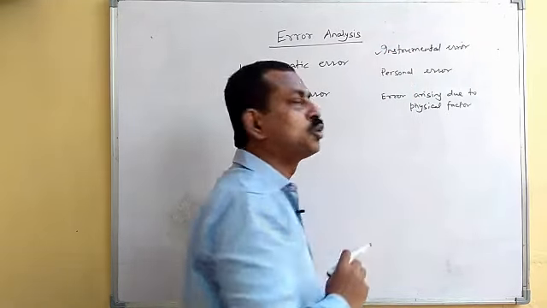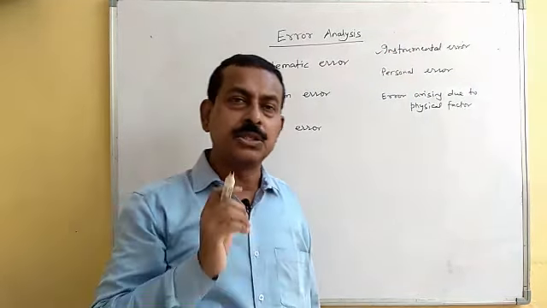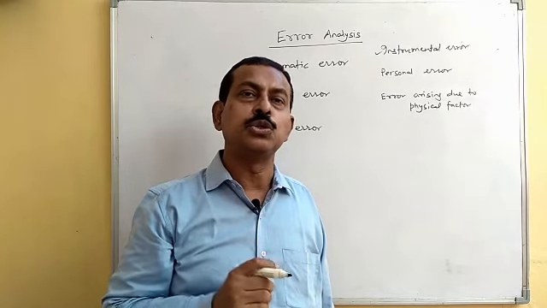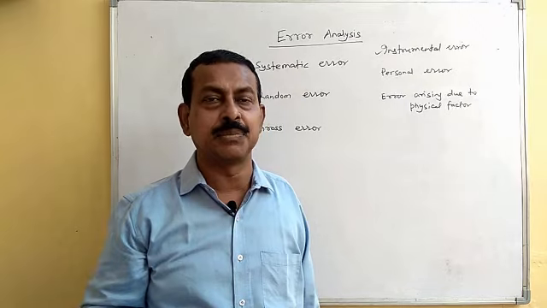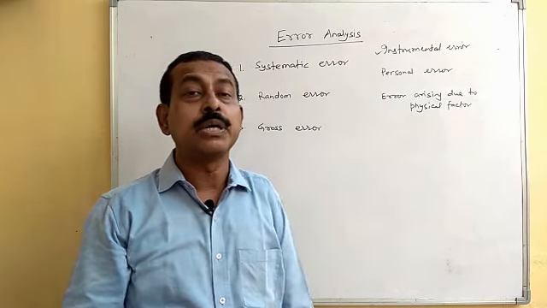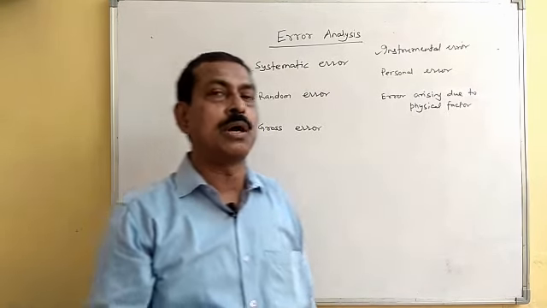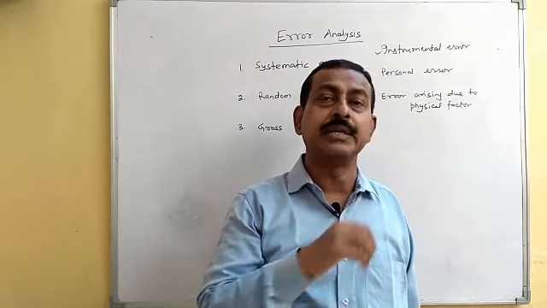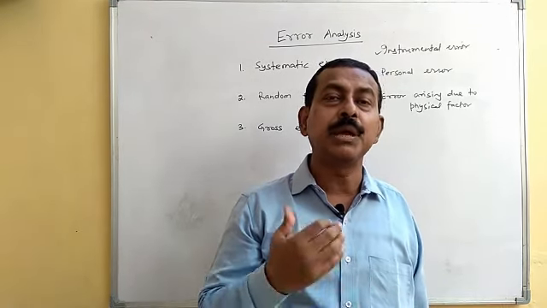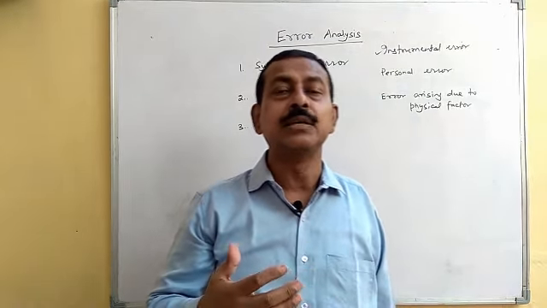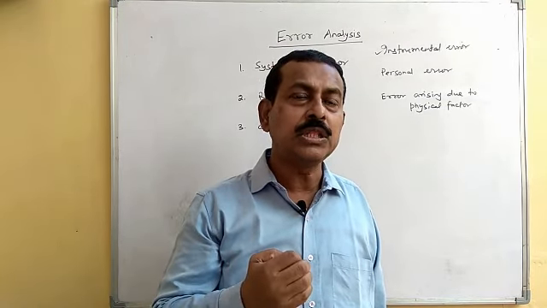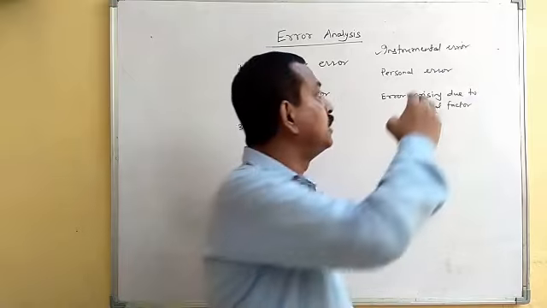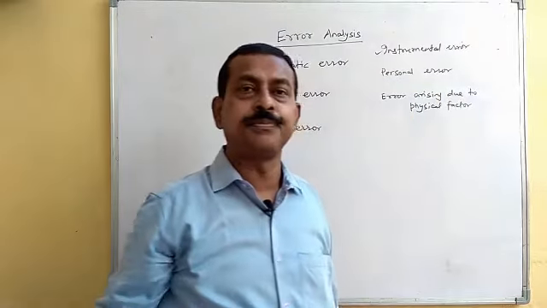When we take instrumental error, these will be the errors arising due to faulty instruments with which we are taking measurement. Now, it may be due to imperfection in its calibration. It may be due to wear and tear. The instrument might not be working properly. So all these will be there in the instrumental error.